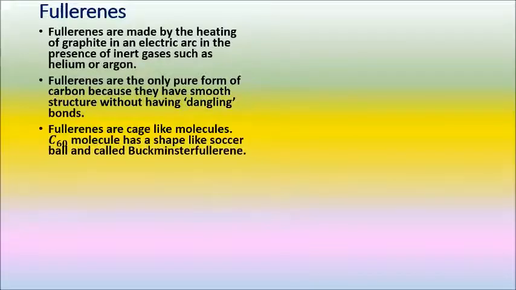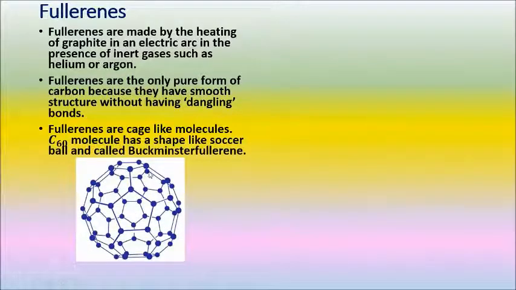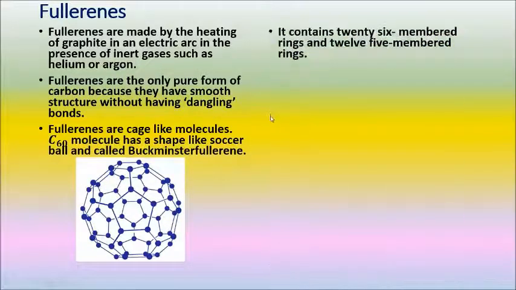Fullerenes are cage-like molecules where the carbon number is 60. That means the C60 molecule has a shape like a soccer ball, which is named Buckminsterfullerene. You can see here a soccer ball, where we can see the carbon atoms in a three-dimensional structure, which is a giant molecule, right? And it has 20 six-membered rings and 12 five-membered rings.